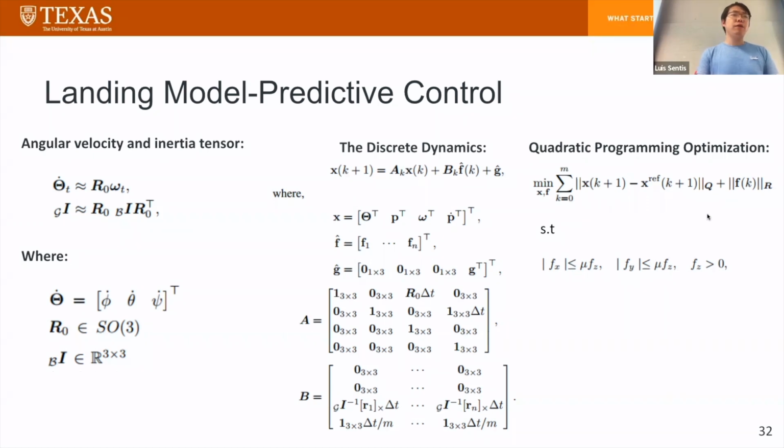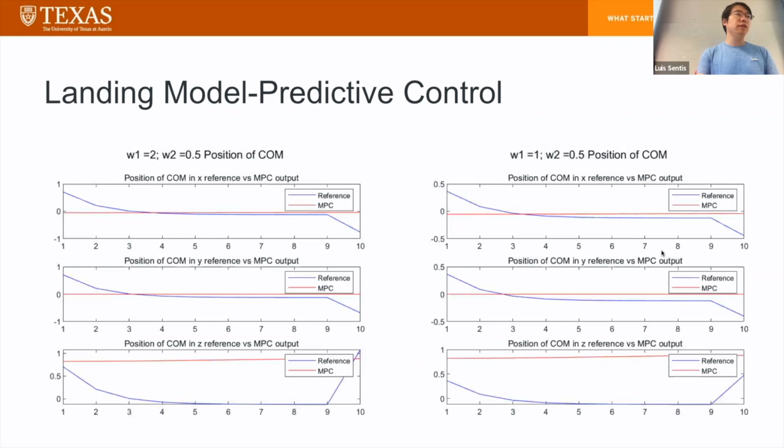Here I defined Q as weight 1 and R as weight 2. One of the options I tried is setting weight 1 to be 2 and the other to be 0.5, and the other option is 1 versus 0.5. Here I picked several examples after the quadratic optimization. There's a typo here.